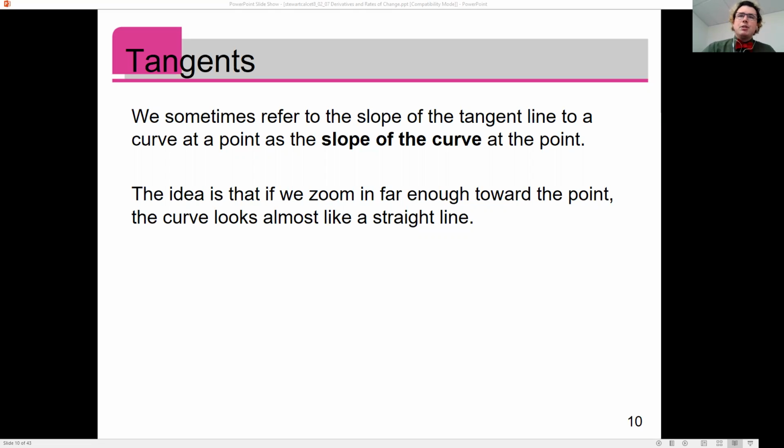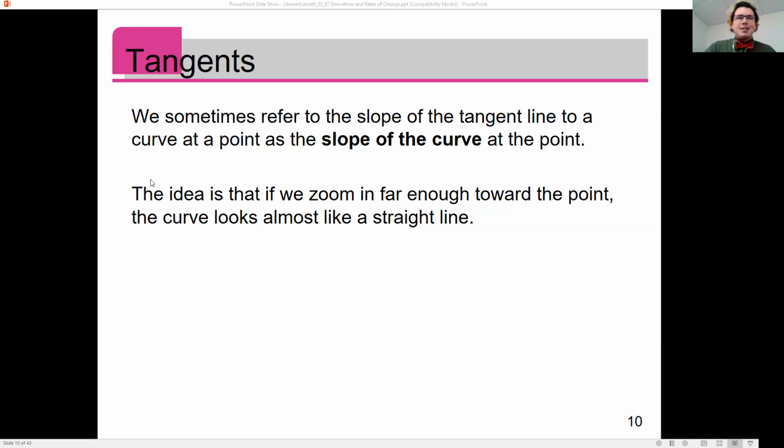All we need to do is set up that slope formula, f of x minus f of a, all divided by quantity x minus a. And if that limit exists as x approaches a, we'll have a slope.